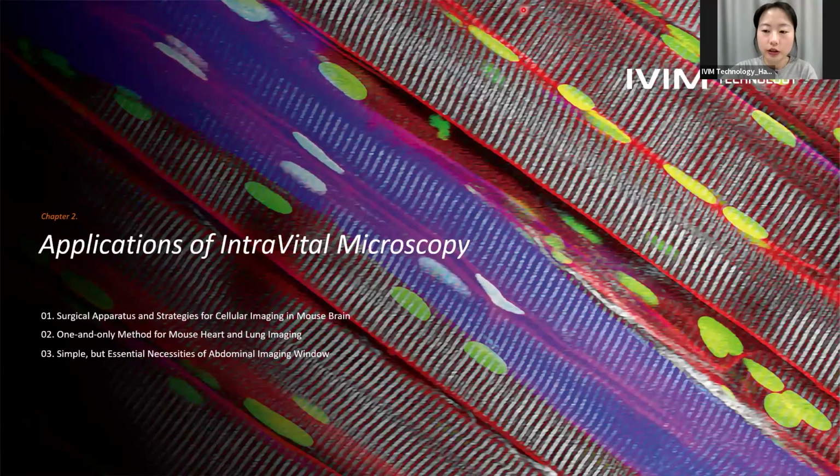From here, I'd like to guide you through each application step by step, beginning with the brain, then moving on to how we achieve live imaging in highly dynamic organs such as the lung and heart. Finally, I will also show how these imaging windows can be applied not only in mice, but also adapted for use in rats.